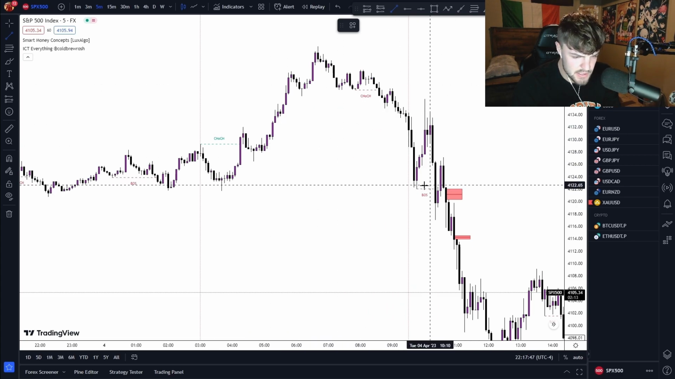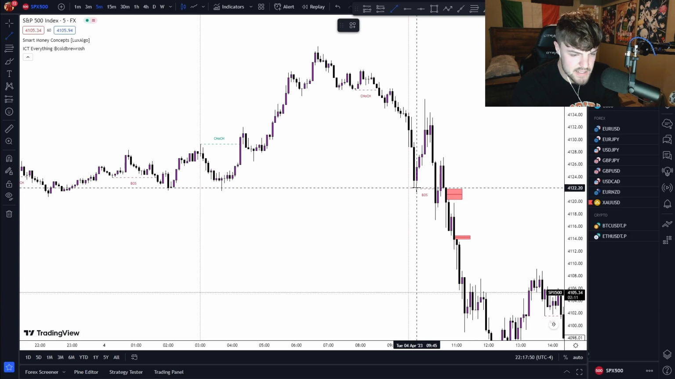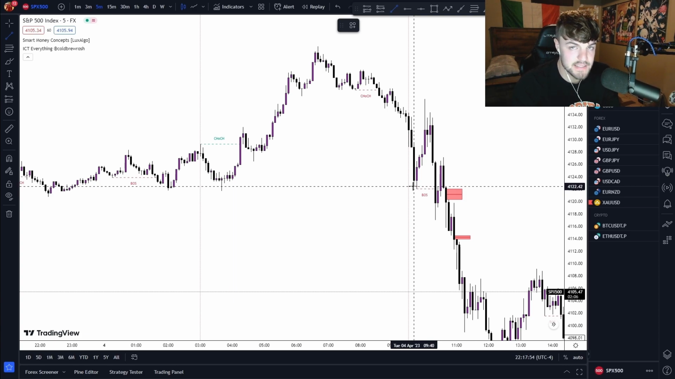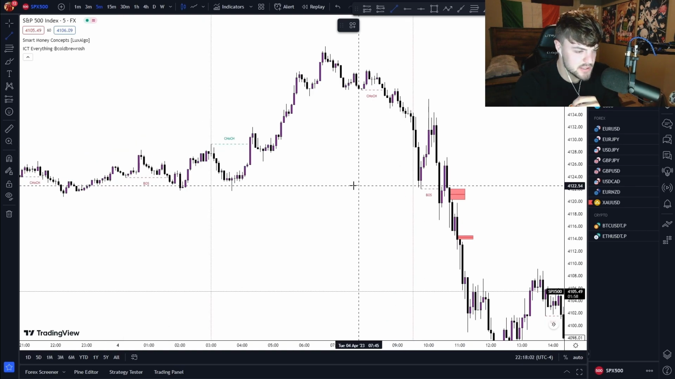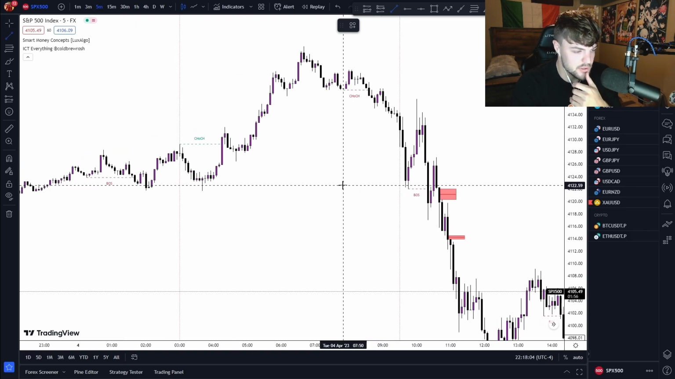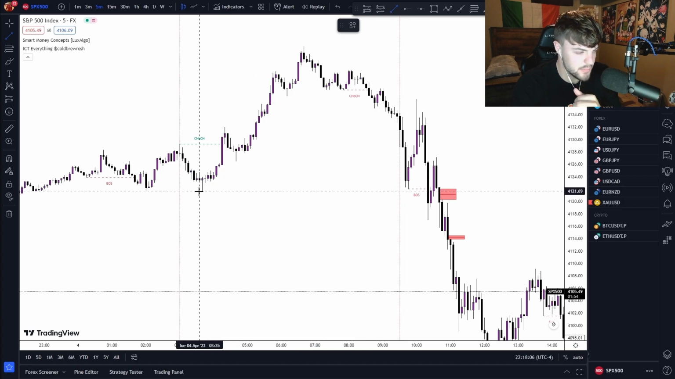Okay. As you can see here, I spotted, and they're pretty easy to pick up on once you start seeing them, once you understand what SMT divergences are. They become pretty easy to spot. And yeah, you'll be able to see it once you understand it, or to the point where I understand it. You know what I mean?